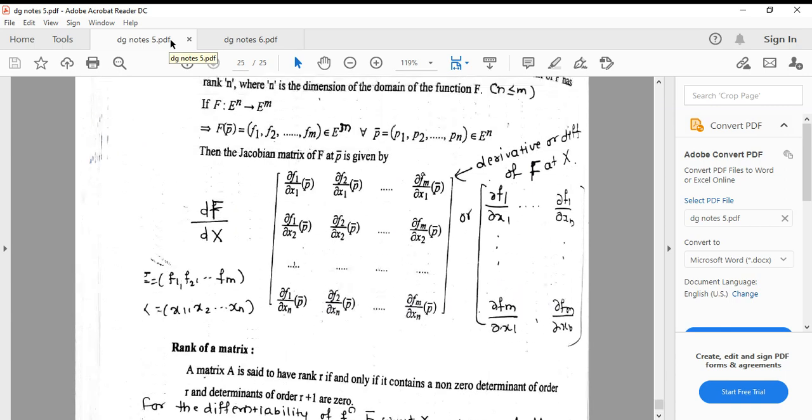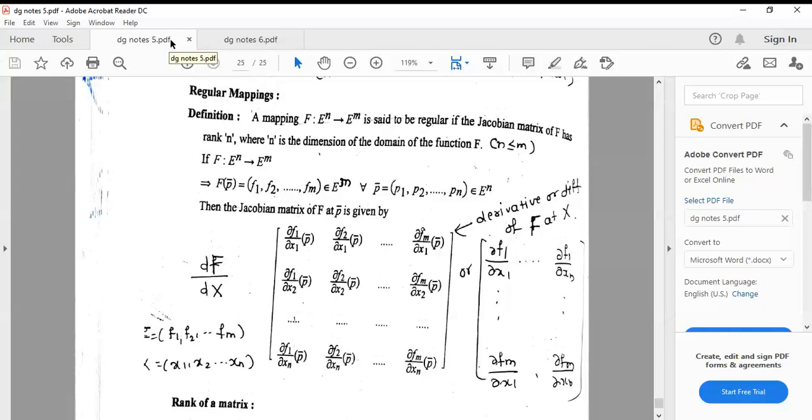We have defined the rank of this matrix to be n, where n is the dimension of our domain space. Then the mapping F is said to be a regular mapping.